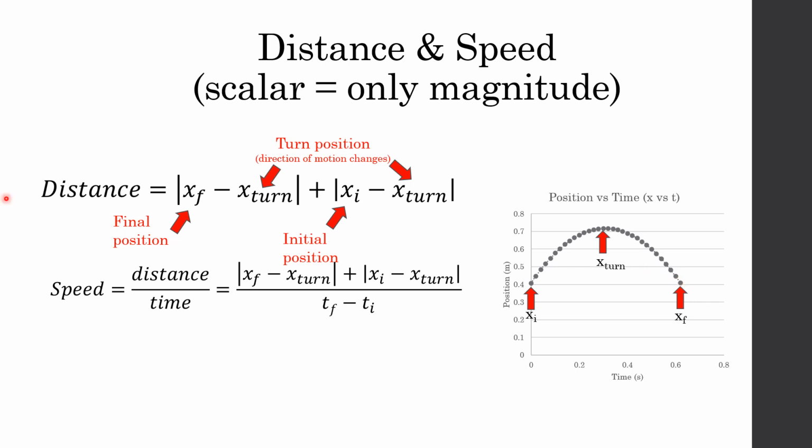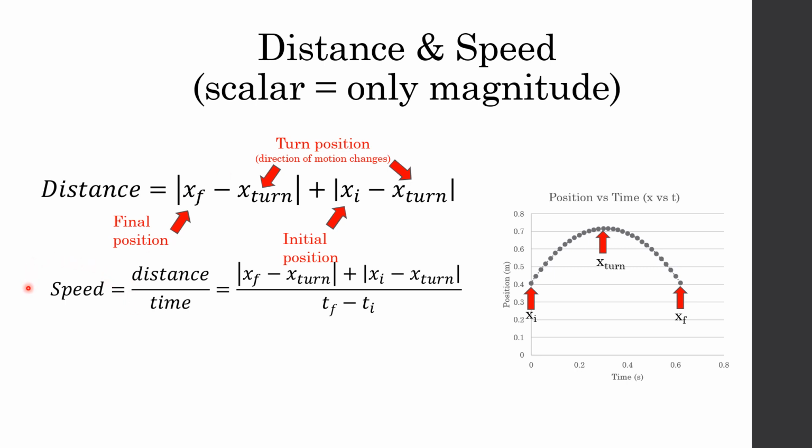The second half of this distance equation takes the absolute value of the initial position, so that's this guy, probably about 0.4 again, minus x turn, which is just above 0.7, right? And then you would add those two quantities together, and that would give you the distance.